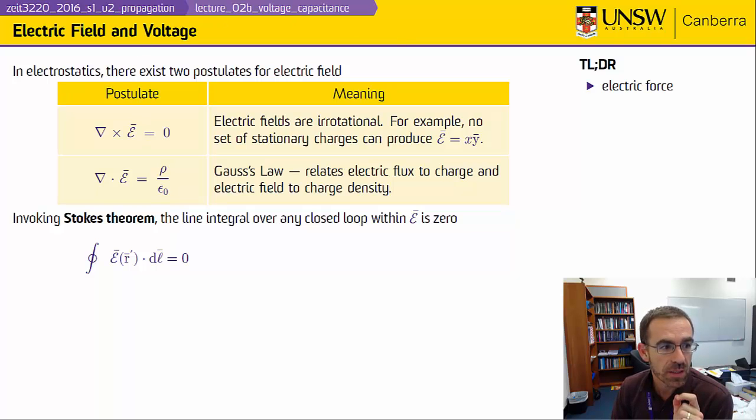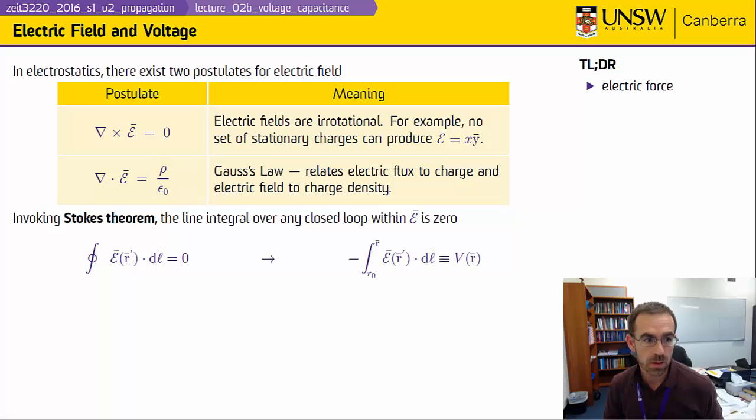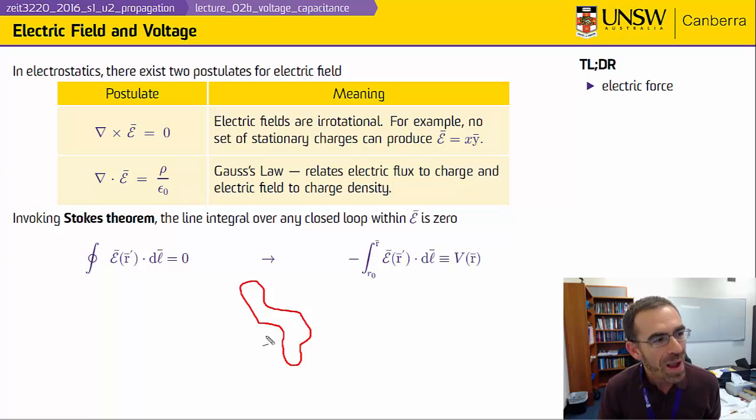So I could integrate here, okay, and I'm going to get 0. Or I could integrate here, I'm going to get 0. Right? So it doesn't matter how I get from that point back to itself, it means that the potential is equal to 0.